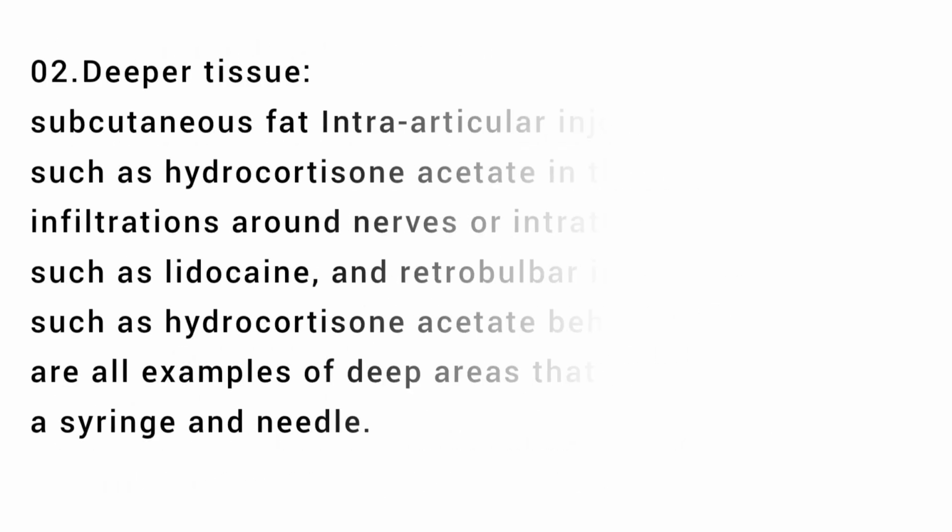Second, deep tissues. Subcutaneous fat, intra-articular injections, such as hydrocortisone acetate in the knee joint, infiltrations around nerves or intrathecal injections, such as lidocaine, and retrobulbar injections, such as hydrocortisone acetate behind the eyeball, are all examples of deep areas that can be reached with a syringe and needle.